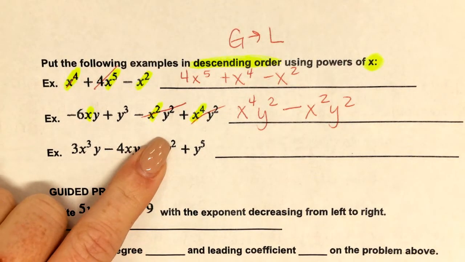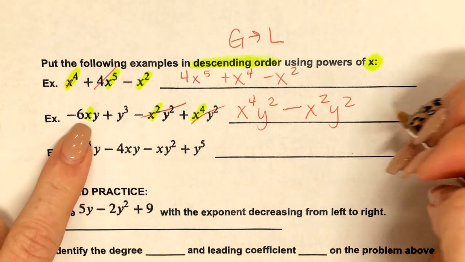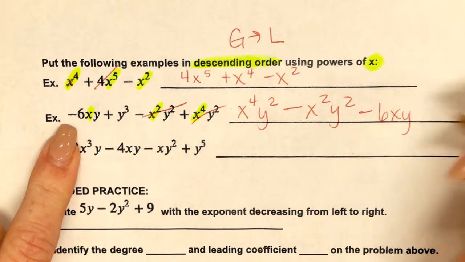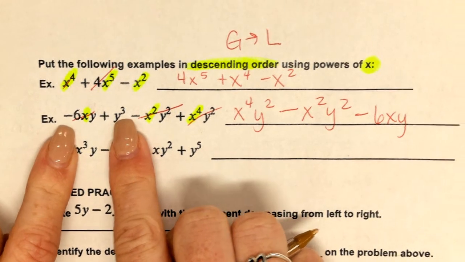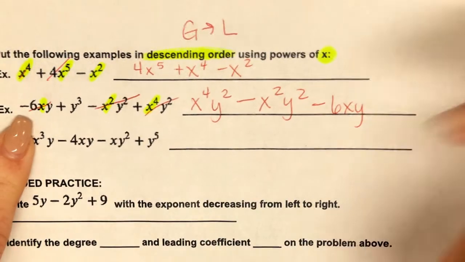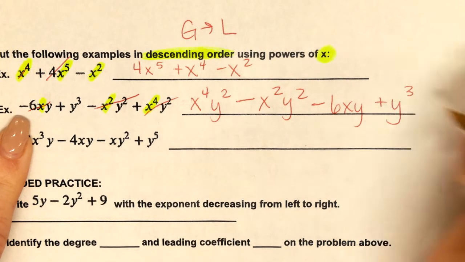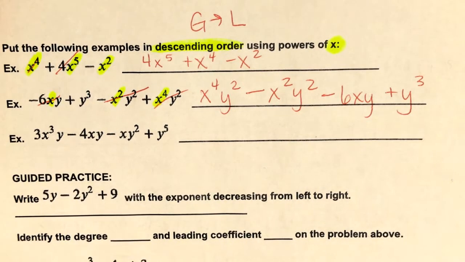Okay, what's the next biggest? This one. And this one would be the smallest because it doesn't even have an x. Okay, so it would be plus y to the 3rd. You can't forget it. It's still part of the polynomial. It's just the smallest because it doesn't even have an x.